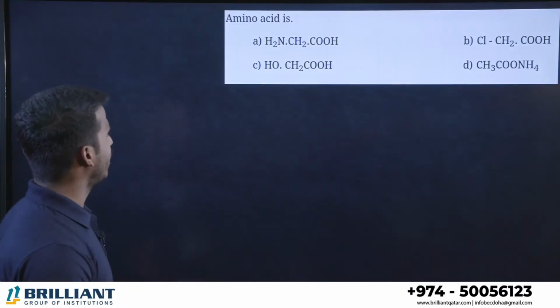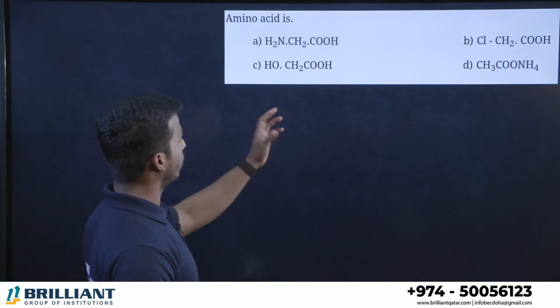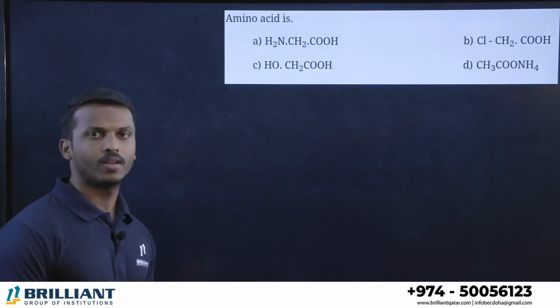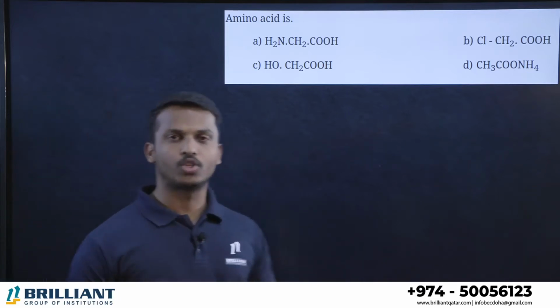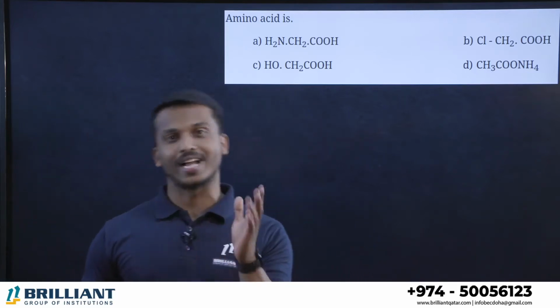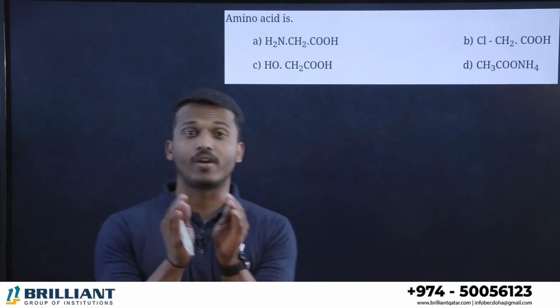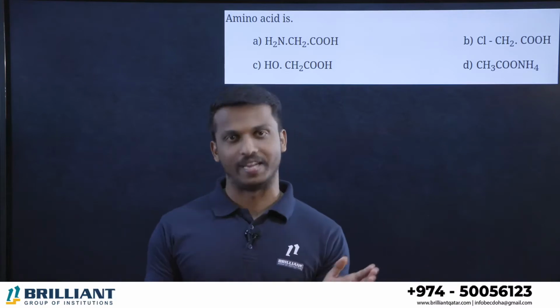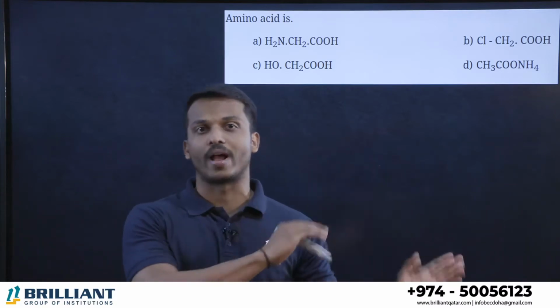Here we have the question: amino acid belongs to which of the following molecular formulas? Amino acid contains one amine group and one acid group. That's enough to get the answer. Amino acid is the basic fundamental unit of which one? Proteins, right? Proteins are bigger chains. They are made up of so many amino acids.